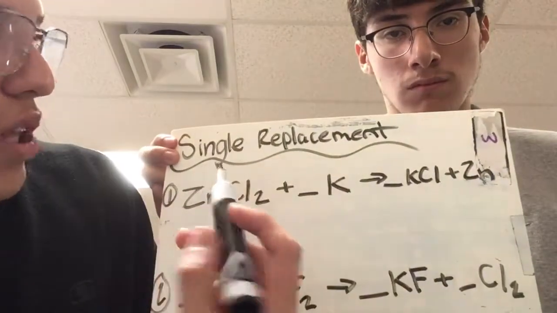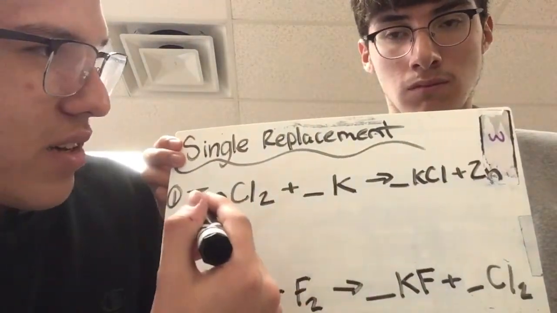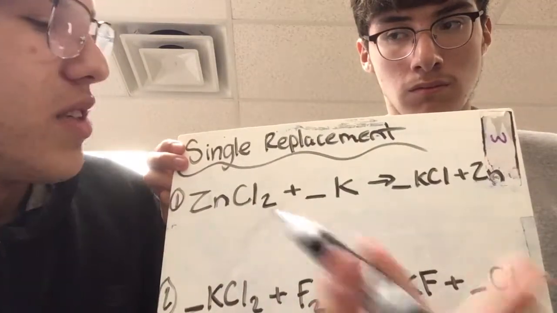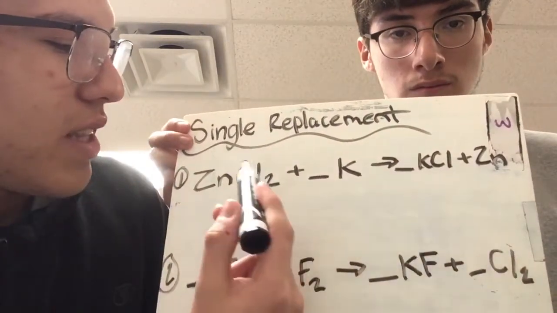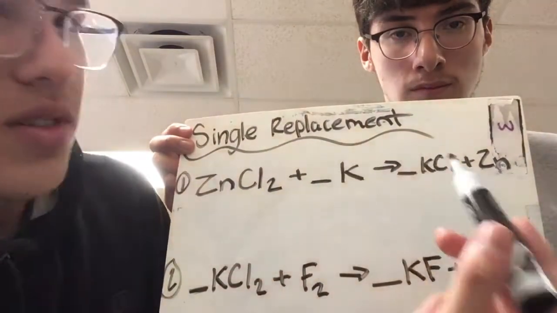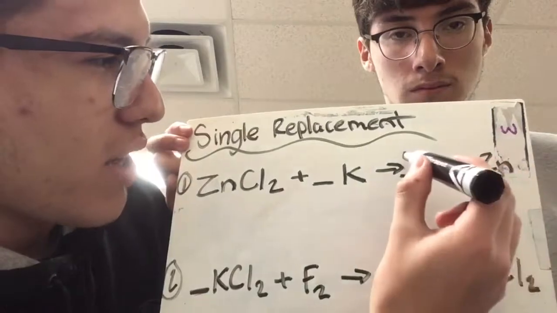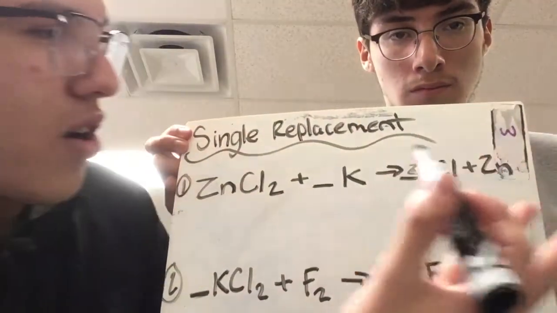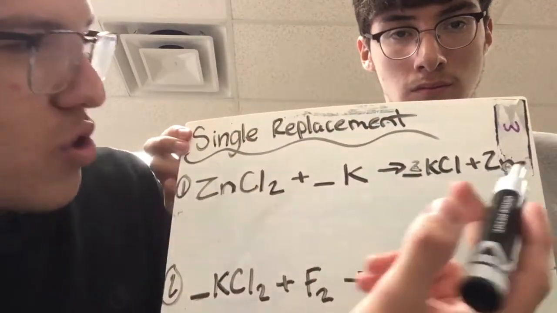So by looking at the equation, you see that there's one zinc over here, another zinc over here. There's one, so that means that they're balanced. You see that there's a Cl2 over here, but there's only one over here. So in order to balance that out, you add a 2 here. Right? Awesome.